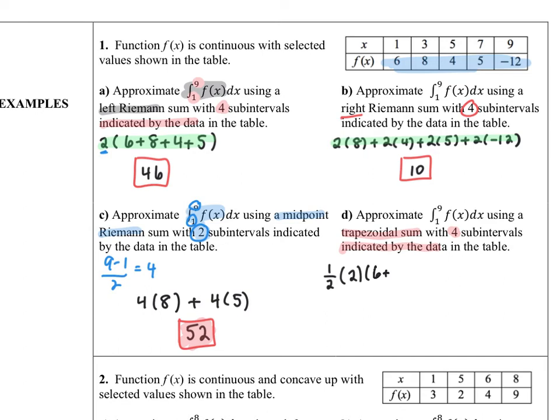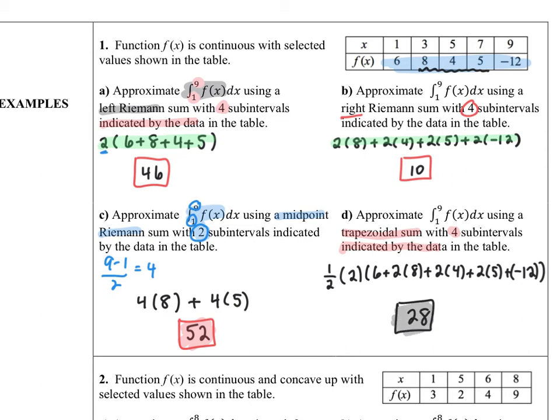Plus, I'm going to double each of the interior bases because they're bases to 2 trapezoids. So each of these interior bases gets doubled. So 2 times 8, 2 times 4, 2 times 5. The first base of 6 and the last base of negative 12 are taken only once. And that gives me a trapezoidal approximation using the trapezoidal rule of 28.